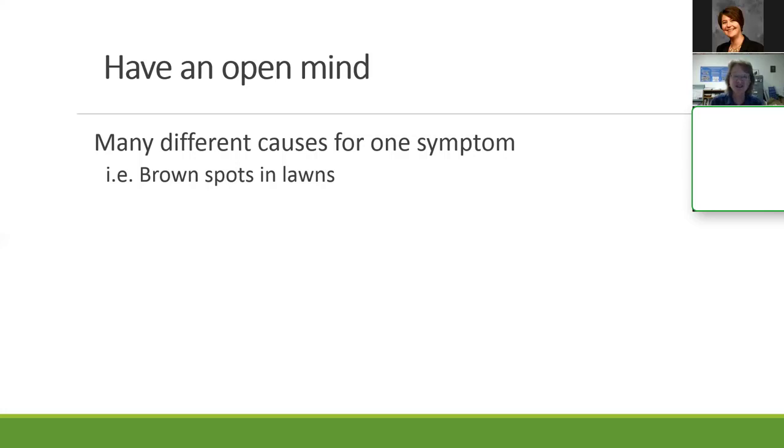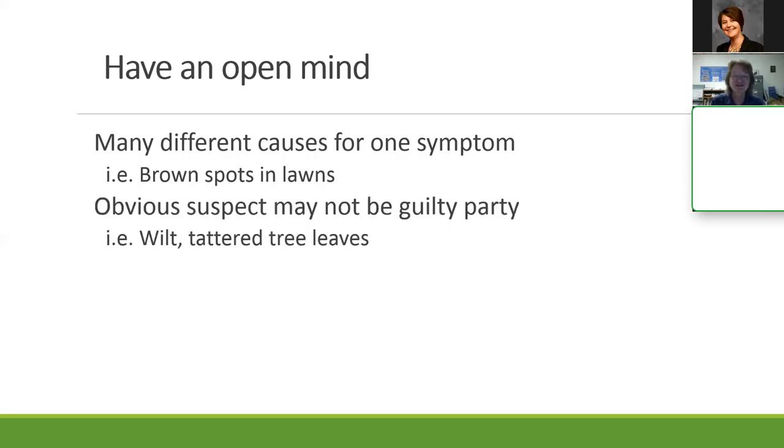The obvious suspect may not be the guilty party. And a couple of examples here: wilt. When a plant wilts, we automatically assume it's dry and we need to water. But there's wet wilt. Plants will wilt if they're getting too much water. So tattered tree leaves, any kind of tattered leaves, people have a tendency to think there must be an insect chewing on them. And they might apply an insecticide. And with pollinator protection, protecting our beneficial insects, we need to find and identify what the cause of the problem is before we're reaching for a control, at least a chemical control method.